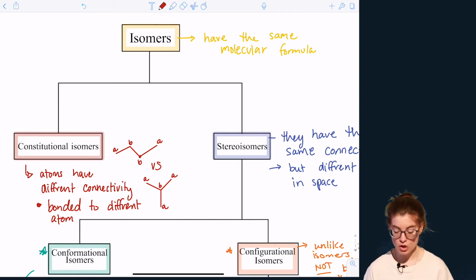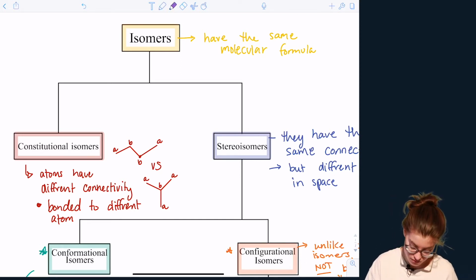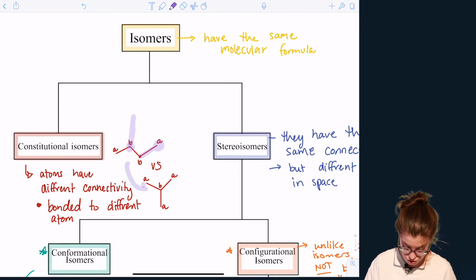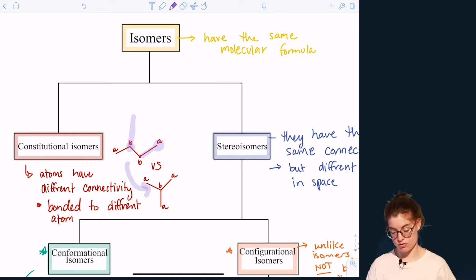But by looking at these two molecules, we can see that they have the same number of carbons, they have the same number of hydrogens. The only difference is which atoms are bonded to which other atoms. They differ in connectivity. It's as if this methyl group right here was taken off and bonded over to this carbon. That's the transition from the top molecule to the bottom molecule. Okay?